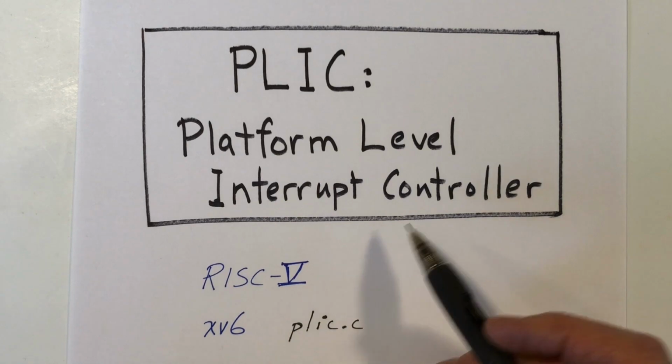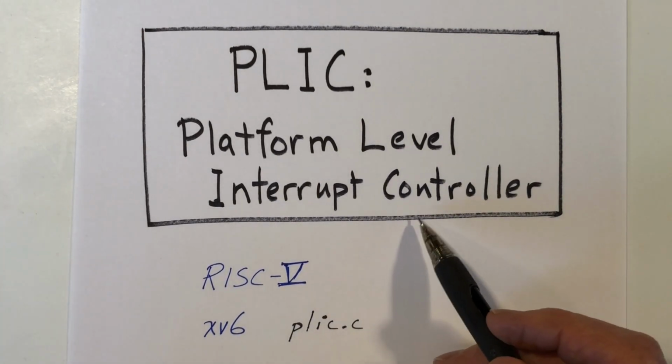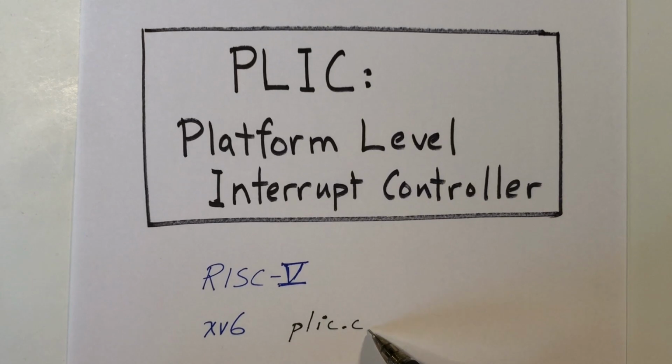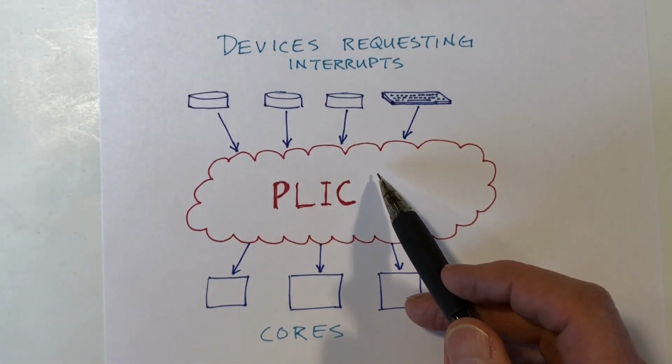This video is part of a series on the xv6 operating system kernel, but this video is pretty much just about the PLIC and doesn't talk too much about the kernel itself. However, at the very end of this video, I will go over the code in the file plic.c. Let's start with a high-level overview of the problem.